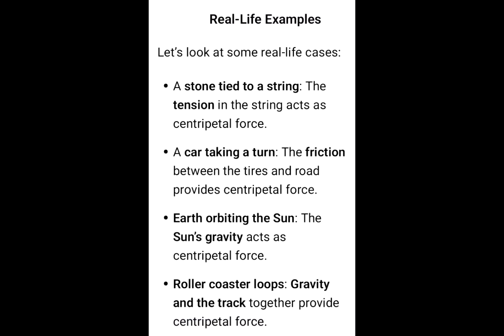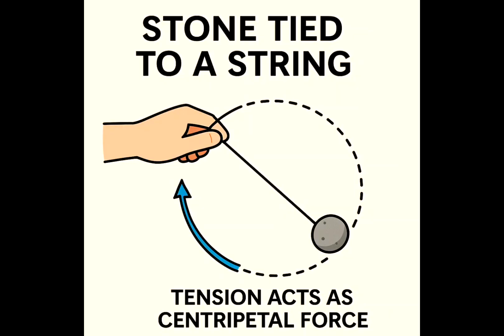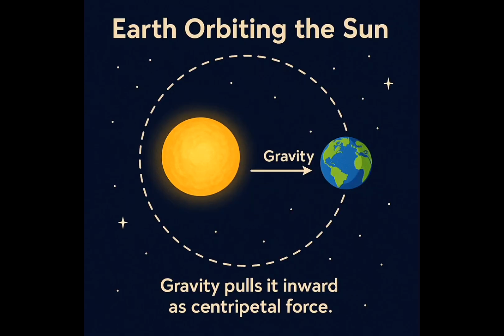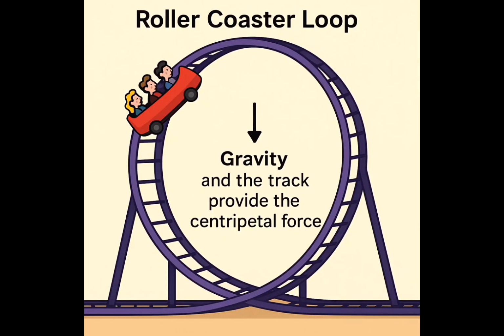Real life examples: when we spin a stone tied to a string, the string's tension provides the centripetal force. When a car turns, the friction between the tires and the road acts as centripetal force. The earth orbits the sun because the sun's gravity pulls it inward. On a roller coaster, the track and gravity provide the centripetal force. These examples show that centripetal force is everywhere around us.